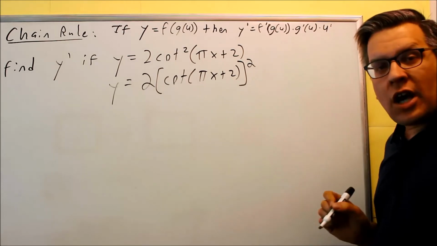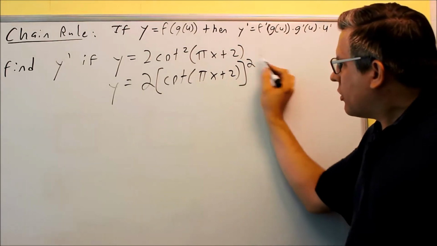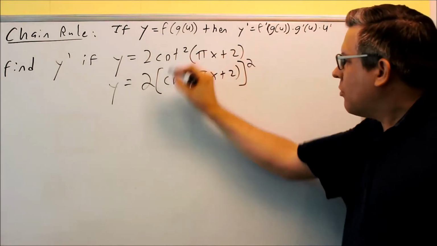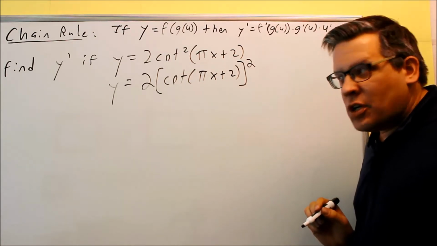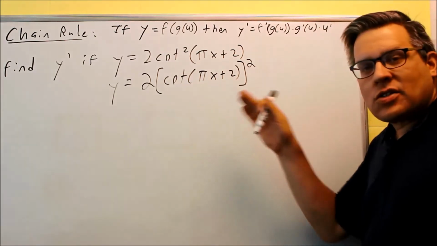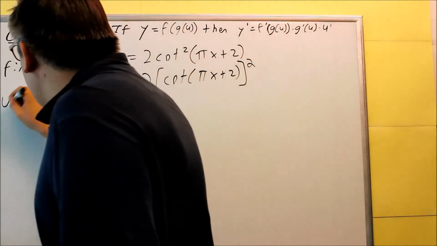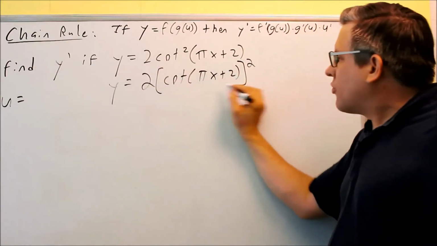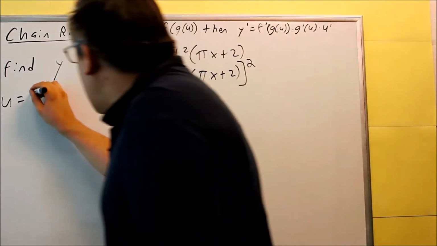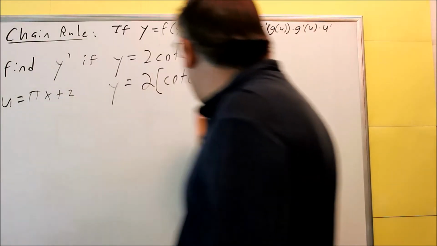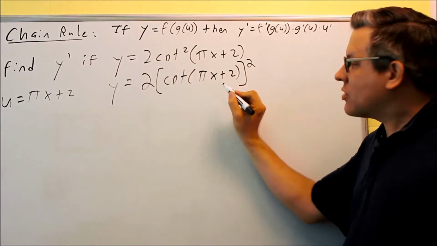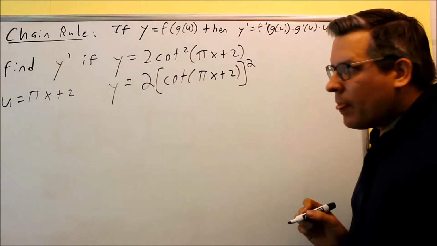These two things mean exactly the same thing. We're going to write it this way with the 2 on the outside, so that we can see better what our outside function is going to be. Let's identify each piece of this problem. The u is going to be the insidemost function. In this case, it's going to be pi x plus 2. So the one that's all the way on the inside of the parentheses, that's going to be your u.